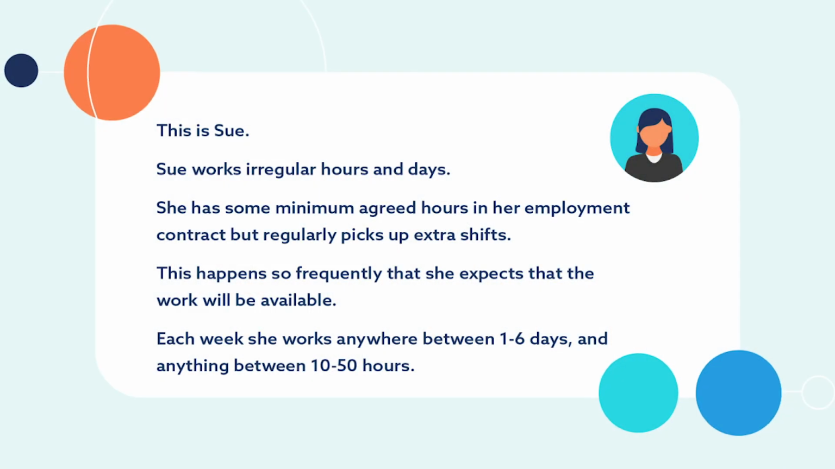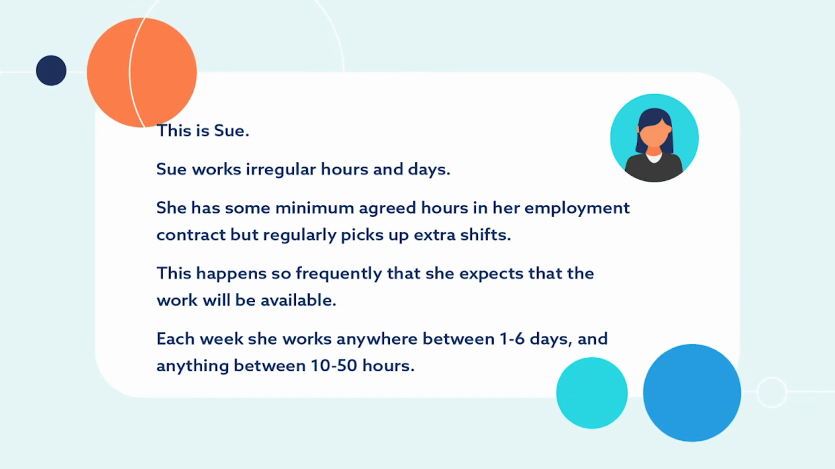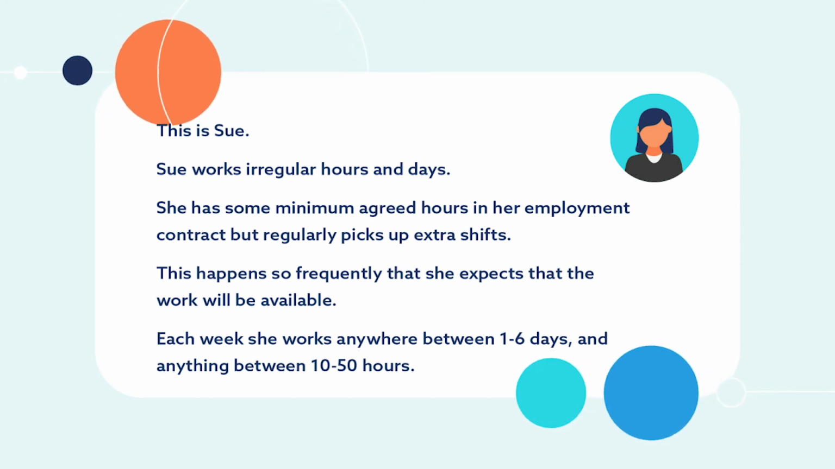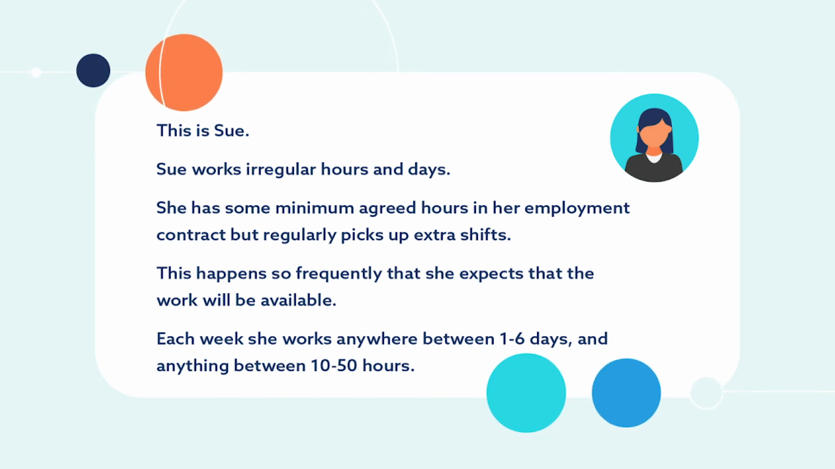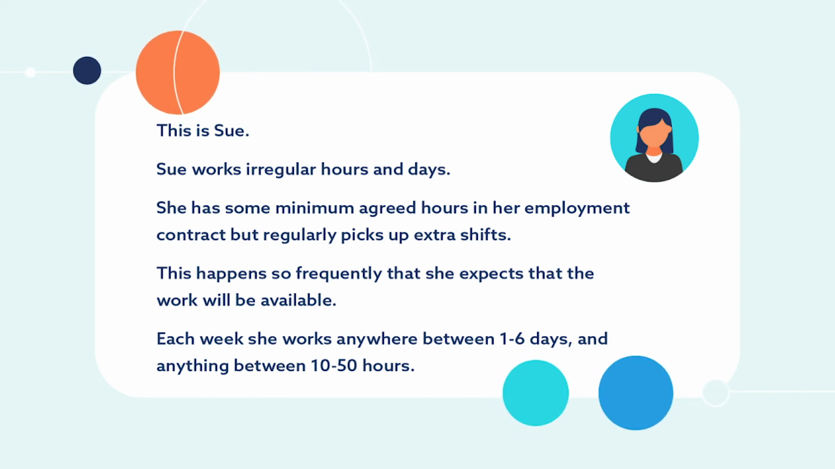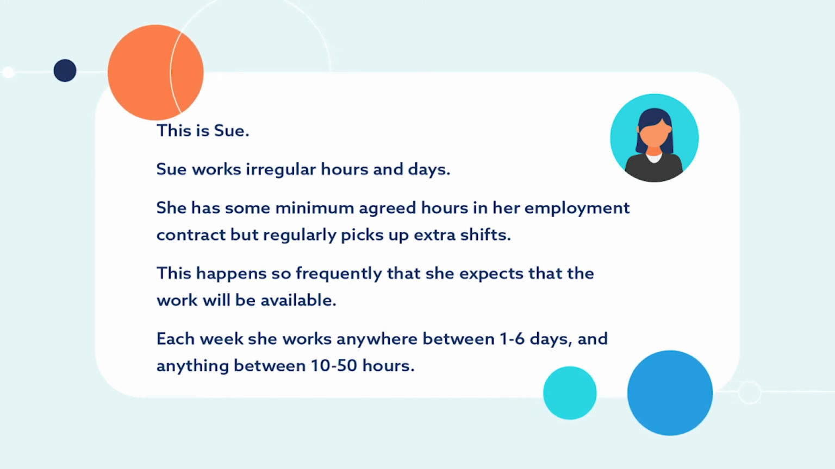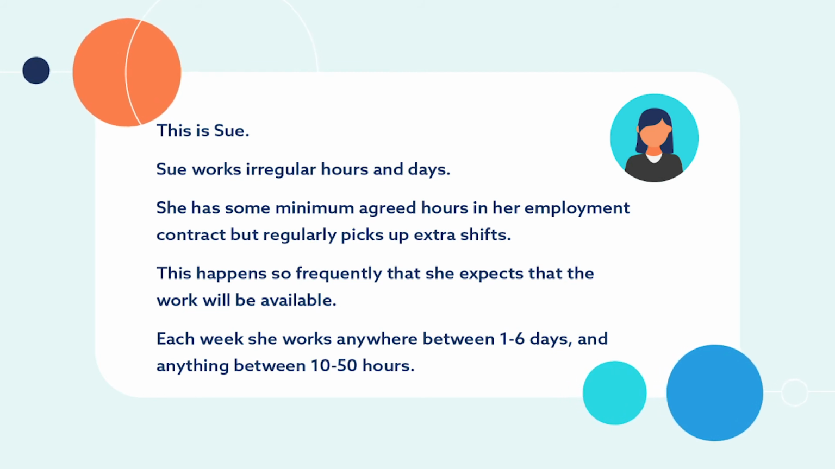So let's look at one more example here, now the most problematic kind of employee. Let's look at Sue. Sue works irregular hours and irregular days. She has some minimum agreed hours in her employment agreement, but she regularly picks up extra shifts. She often does that, and she thinks those are going to be available. It means she could be working anything between 1 and 6 days a week and anything between 10 and 50 hours every week. So she's genuinely variable. She works all over the show.